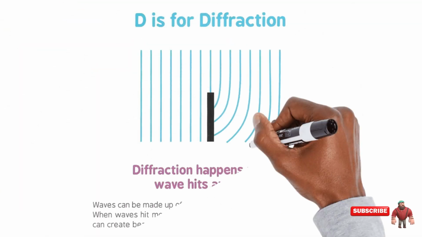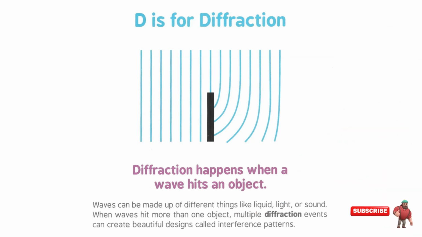D is for diffraction. Diffraction happens when a wave hits an object. Waves can be made up of different things like liquid, light, or sound. When waves hit more than one object, multiple diffraction events can create beautiful designs called interference patterns.